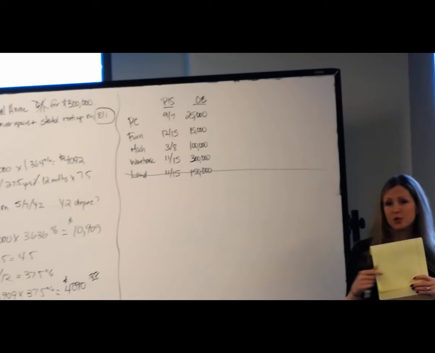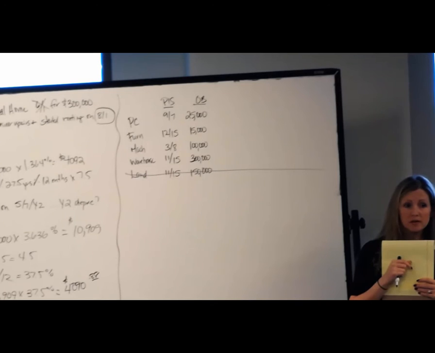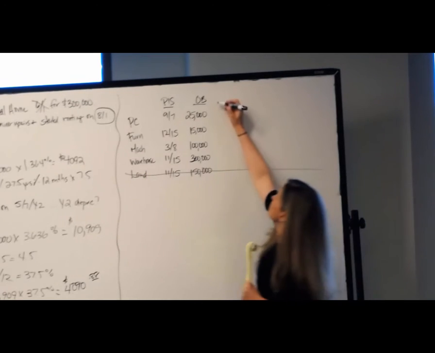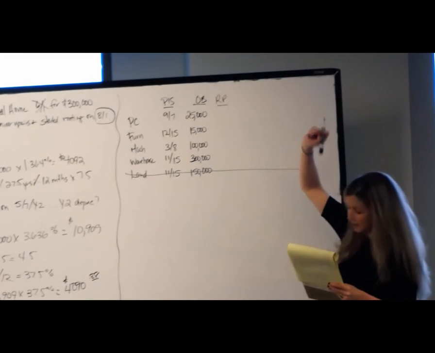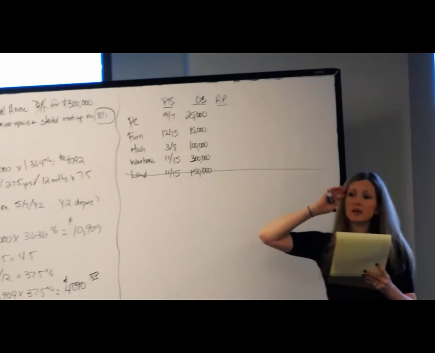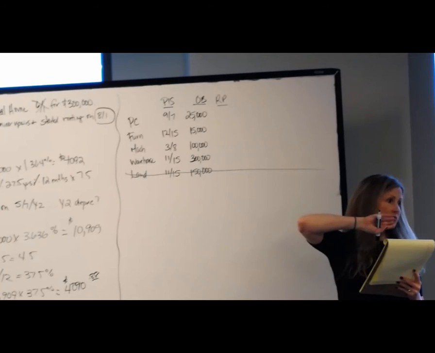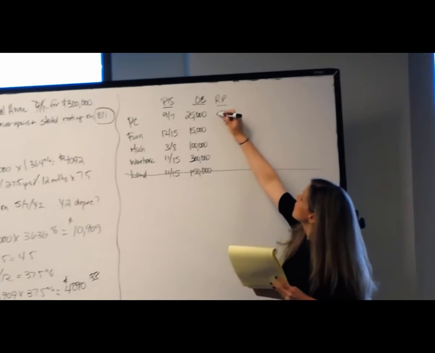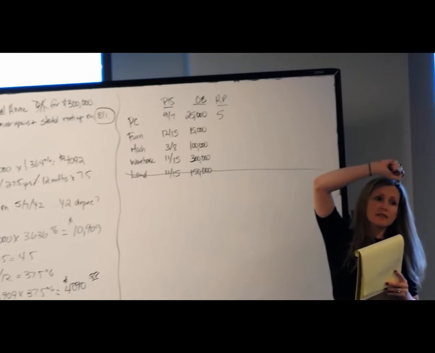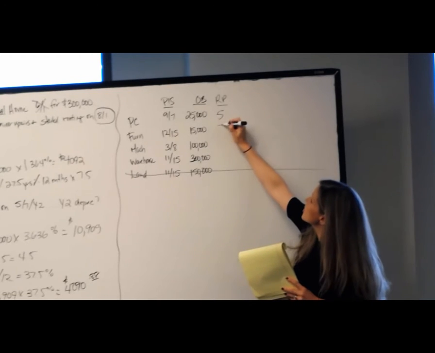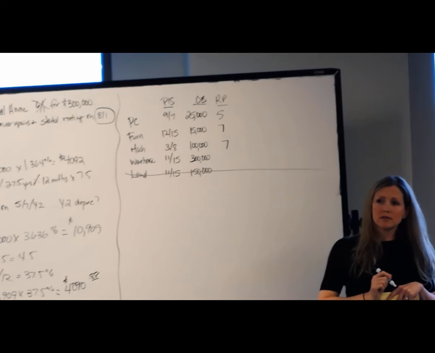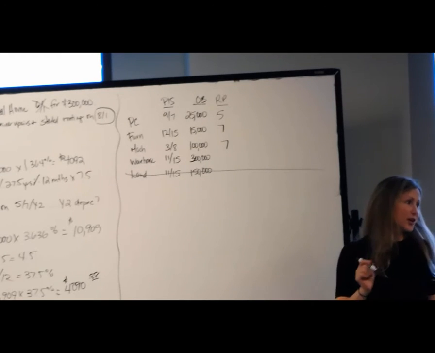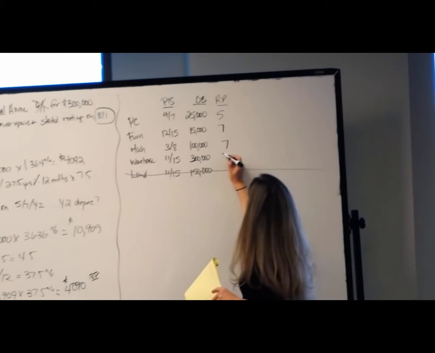Then my recommendation would be to assign it recovery periods, okay? So what are our recovery periods for these assets? What about a computer? What's our recovery period? 5 years. What about furniture? 7. What about a machine? 7. What about a warehouse? 39. Stick with the first one. Okay?